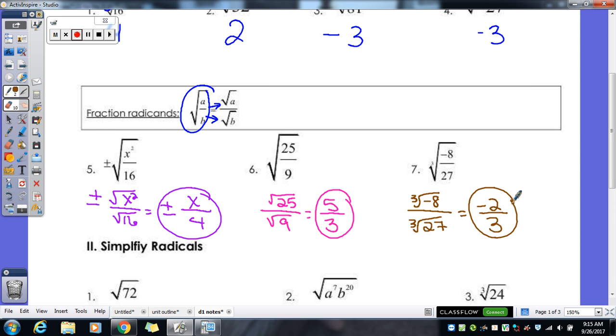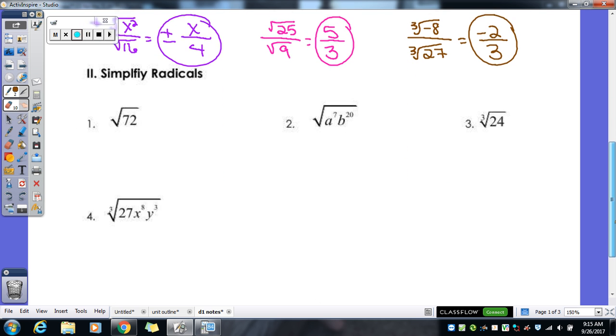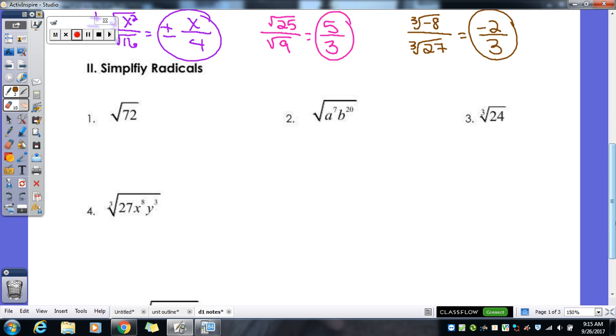Now those ones all worked out well because those were perfect squares and perfect cubes. It's not always going to be that way. So how do we simplify the radical when it's not a perfect square or a perfect cube? What we need to do is we're going to separate them into two radicals. We have to find the largest perfect square that goes into the number. That's going to go in our first radical, and then what's left, as I call it, goes in the second radical.